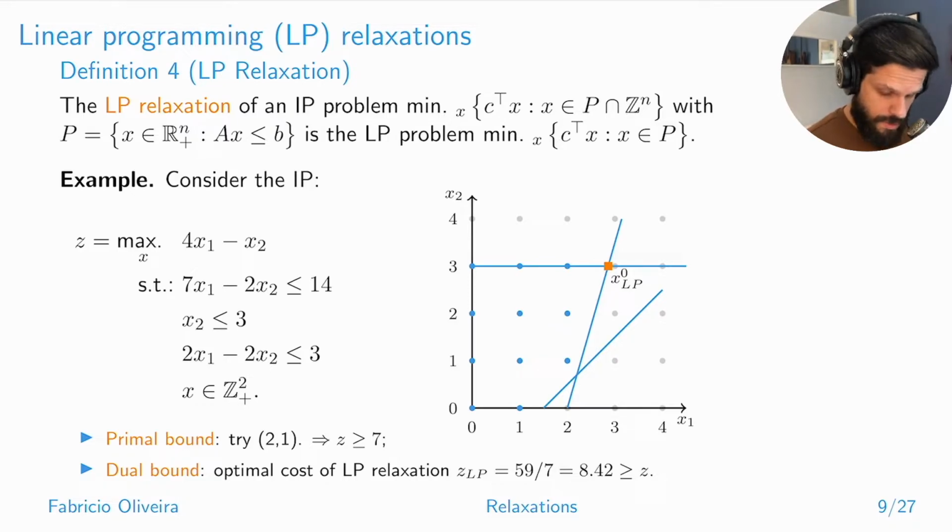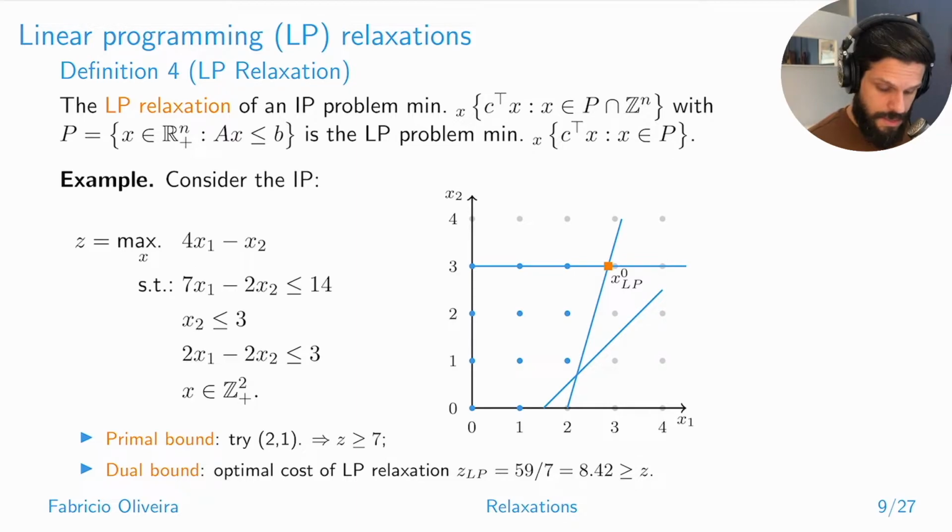You can try another one. You can try 1, 0. You can try any of those. And because it's so small, you can actually try the 11 of them and pick the best. Well, of course, as soon as you have a few more variables, this is just computationally impossible.